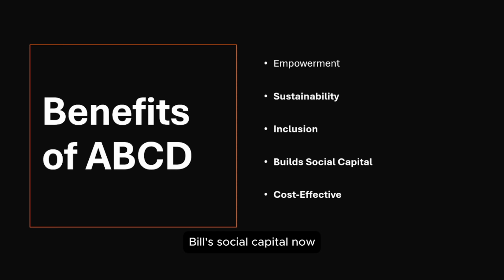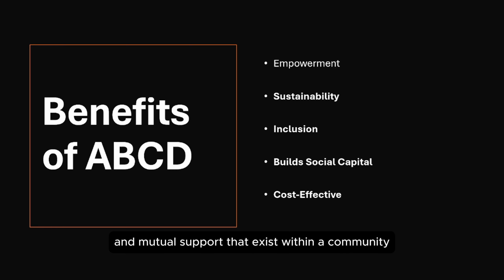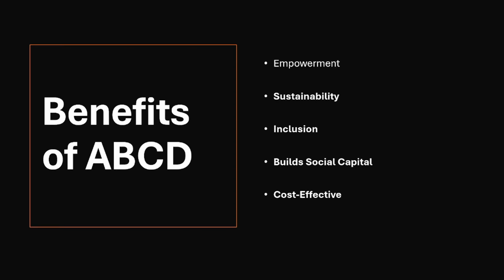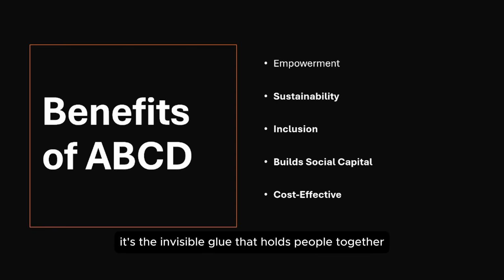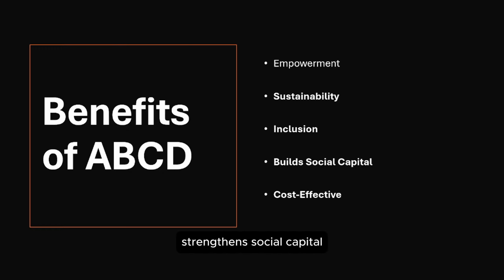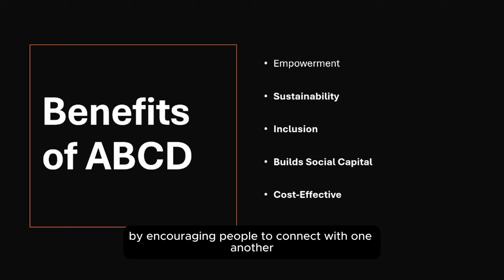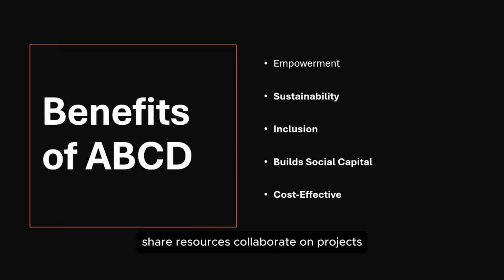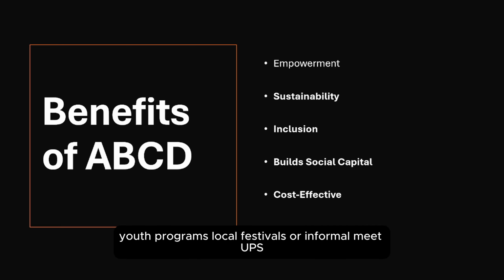Builds social capital. Now, social capital here refers to the network of relationships, trust, cooperation, and mutual support that exist within a community. It's the invisible glue that holds people together and enables collective action. ABCD strengthens social capital by encouraging people to connect with one another, share resources, collaborate on projects, and celebrate the local strengths. As people get involved and work side by side, whether it's through shared gardens, youth programs, local festivals, or informal meetups, they build new relationships and deepen existing ones.